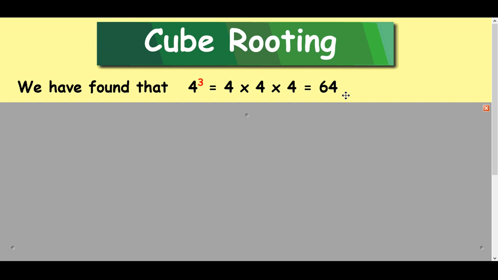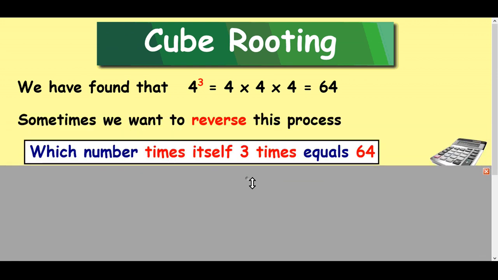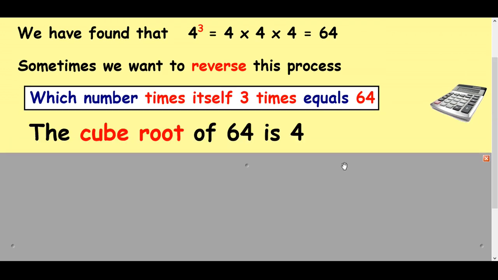Now again, we need an undoing process for this to get us from 64 back to 4, and that's called the cube root. Okay, so which number times itself 3 times makes 64? We know the answer is 4 from up above there. So the cube root of 64 is 4.